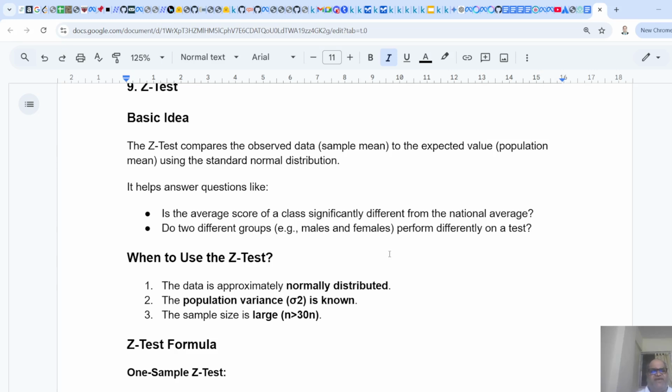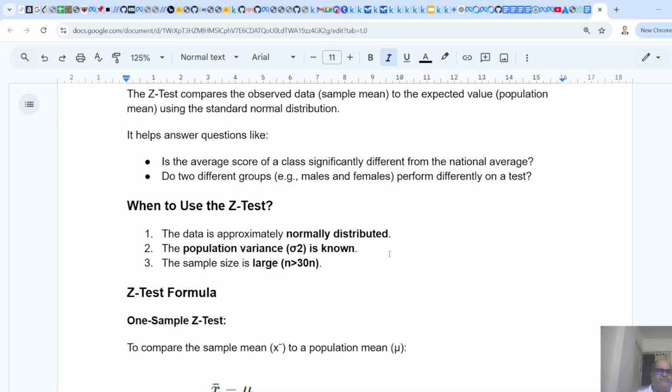So this is just a way of looking at average behavior across the two groups. And what the Z test tells you is whether the sample mean that you have is statistically significant or not, right? And in this particular case, some of the things that can help you answer are: is the average score of a class significantly different from, say, the national average, or whether two different groups are performing differently on a test, right?